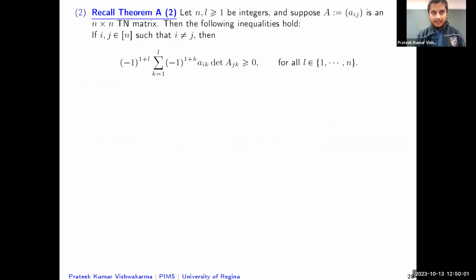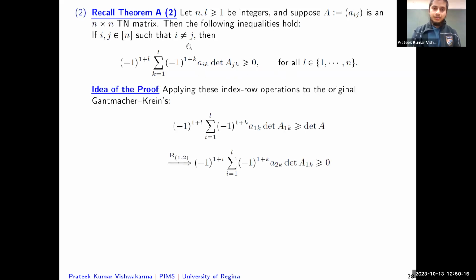To look at a slightly more complicated example, recall that in theorem A part 2, we wanted to prove this inequality, which basically refines the classical Laplace identity for all i not equal to j cases. To prove that, we simply start with the Gantmacher-Krein inequality, which says that if you take the partial Laplace expansion along the first row, then you get something which is either greater than the determinant or less than the determinant. Now if you apply row operation R12 on this, you change A1k to A2k because the row index 1 changes to row index 2. Determinant capital A1k does not contain row index 1 at all, so in this part of the minor, there is no switching. So this remains the same.